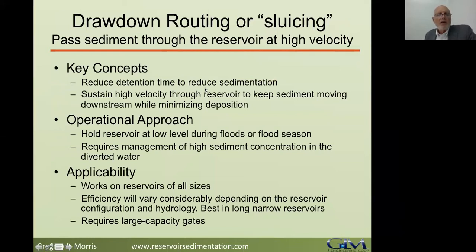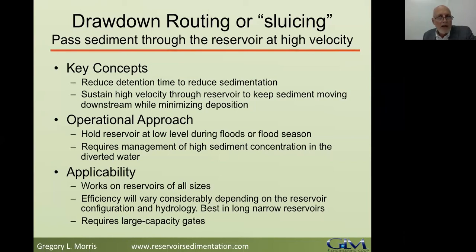You want to sustain a high velocity through the reservoir to keep the sediment moving, and you want to minimize deposition. So you do this operationally by holding the reservoir at a low level during an individual flood or during a flood season. And it requires management of high sediment concentrations in the water that is going to be diverted out of your intake.